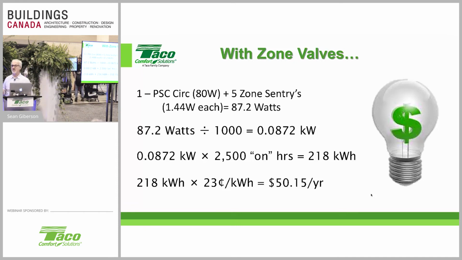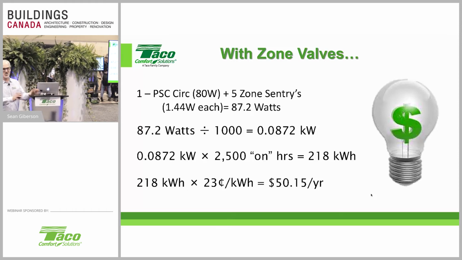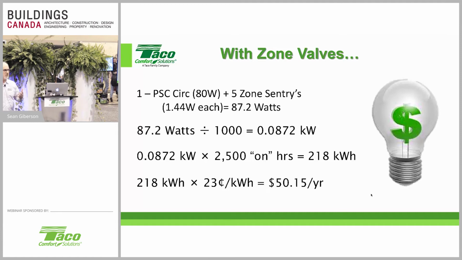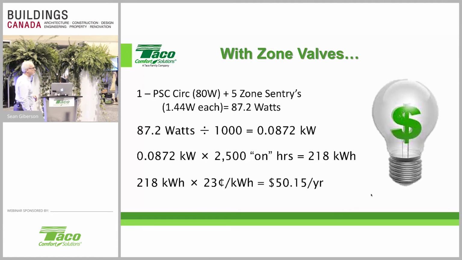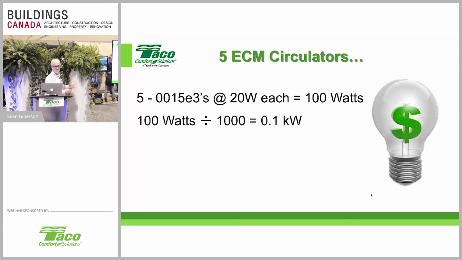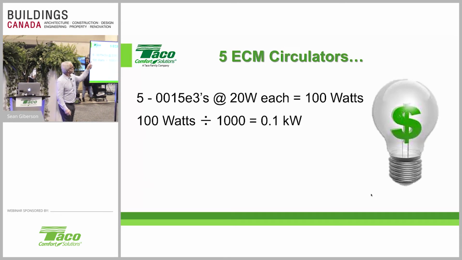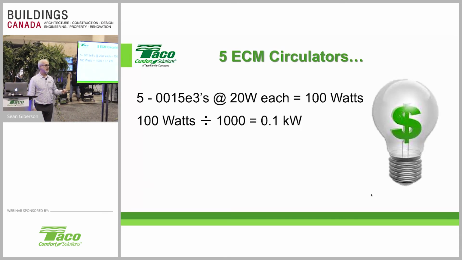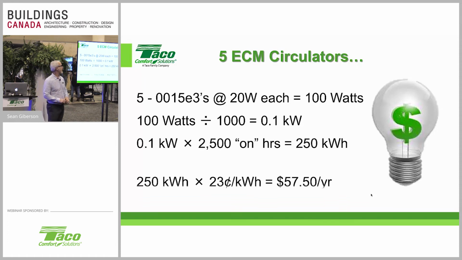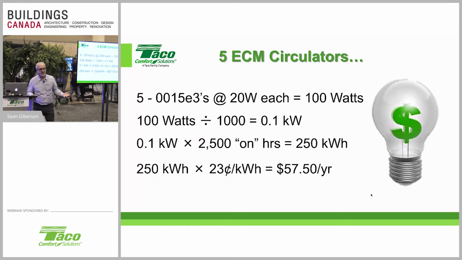But I have those guys in the industry that go, yeah, but Sean, I don't like zone valves. I'd sooner just do it with circulators. Okay, you know what? There's both schools, and both are right. Both get to do what they want to do. Well, let's look at this thing again. Let's go with five ECM circulators, and these are modulating. So I could look at an average operating point and say that's 20 watts. We work that through, $57.